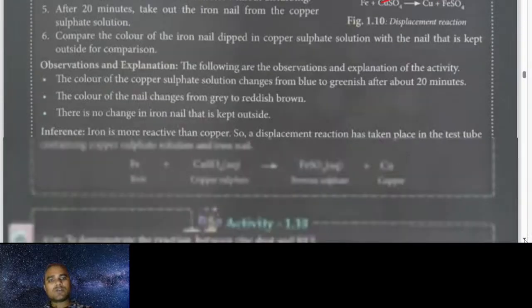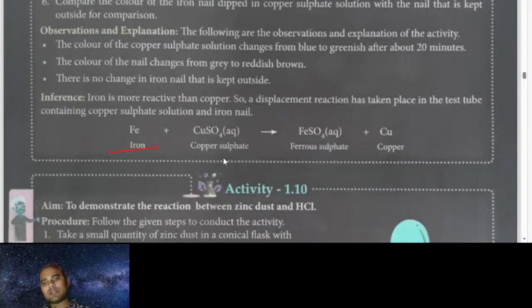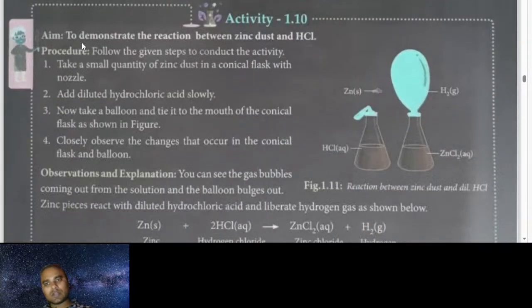So iron displaces the copper. Here you see iron displacing the copper from the copper sulfate. So FeSO4 and Cu are forming, student. So next one, you see student, what is the next one?